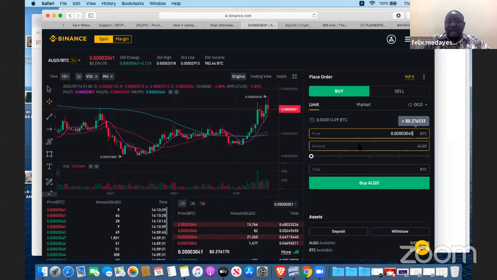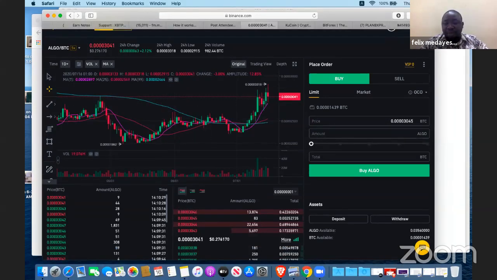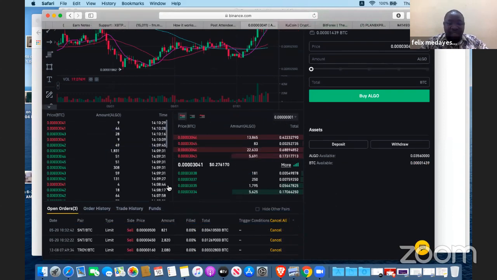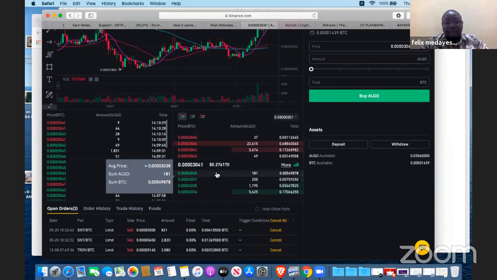The price of 1 unit of this coin, Algo to BTC, is how much? Look at it here: 3,041 Satoshi. In dollar value, that is 27 cents. So what digits of Satoshi is this? 4-digit Satoshi, which is thousands of Satoshi.